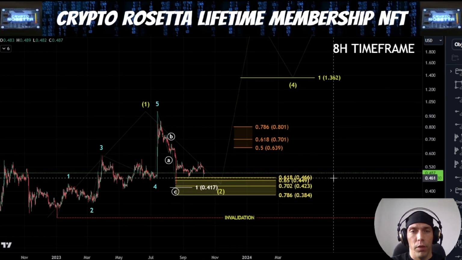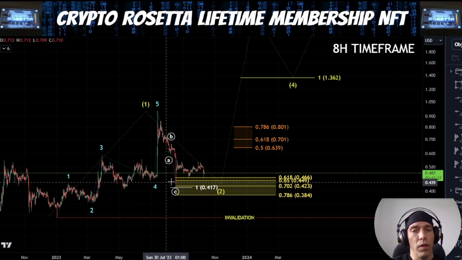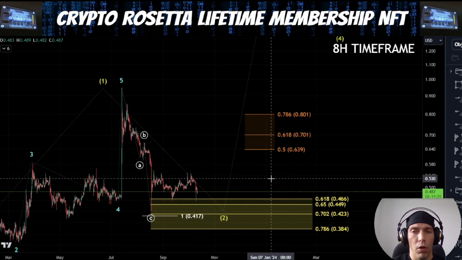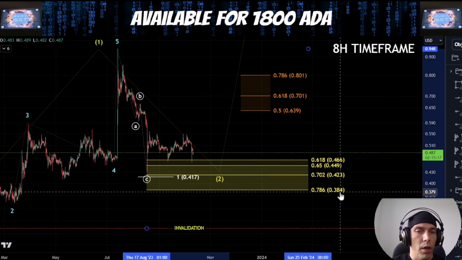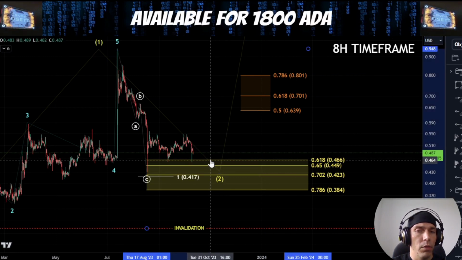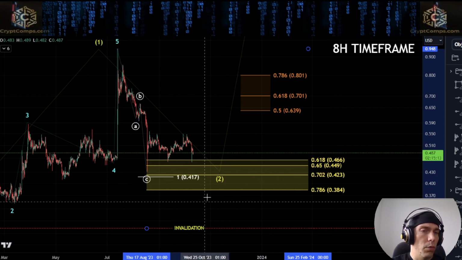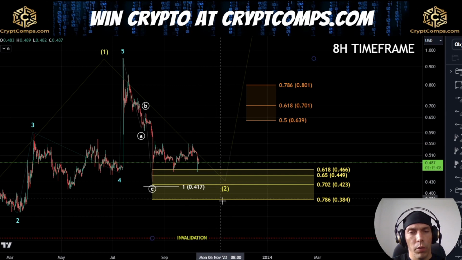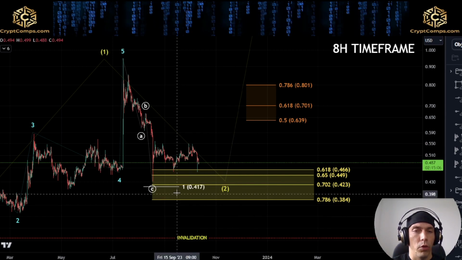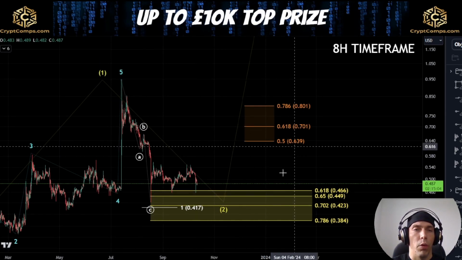The invalidation of this idea comes by crossing this 30 cents, and what we want to do here is actually hold this yellow support box level. If we start to lose this 0.384 area, this would effectively mean that the probability starts to become less likely that we're going to hold this low. If we do, however, continue to hold this 786 that we've got here, potentially we could start to look for a move to the upside.